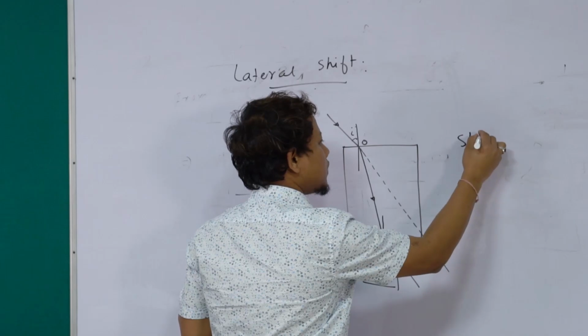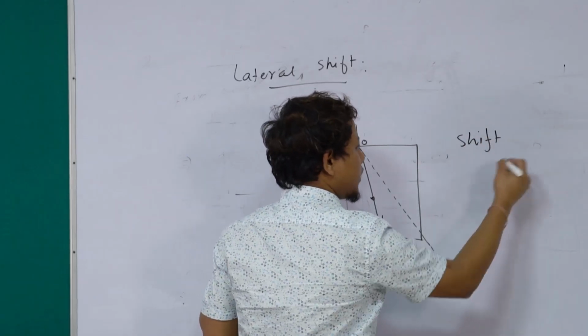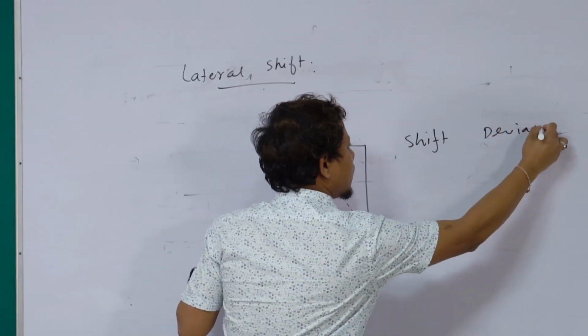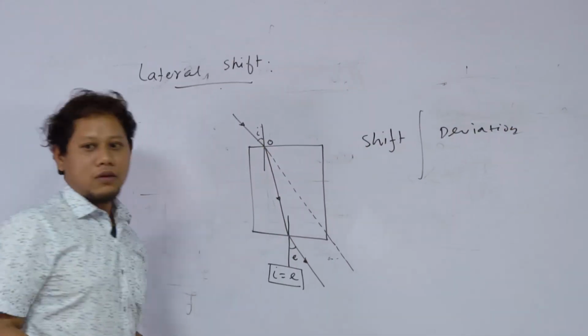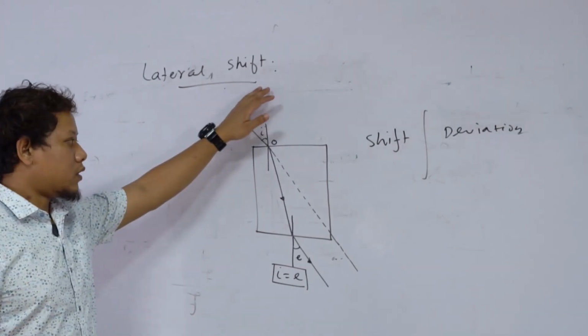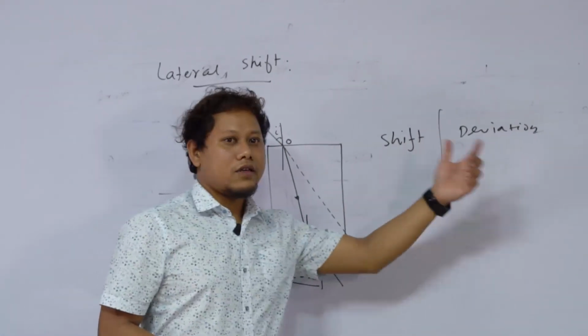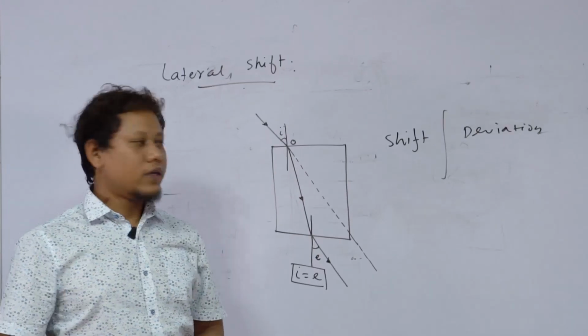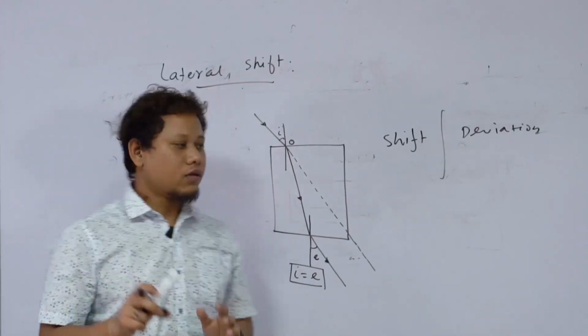What is shift? There is a difference between shift and deviation. In this particular case, the light is suffering lateral shift. When we say deviation, there is a change in direction. You see here.